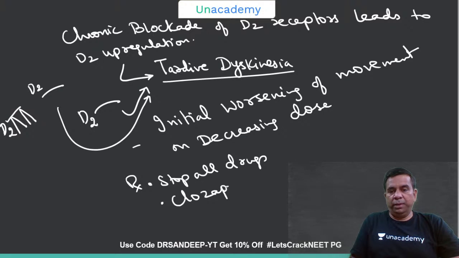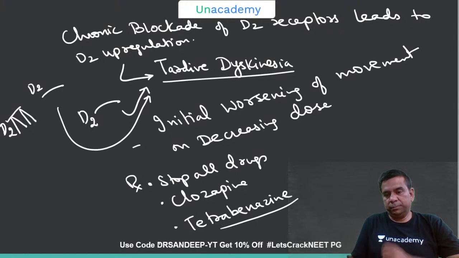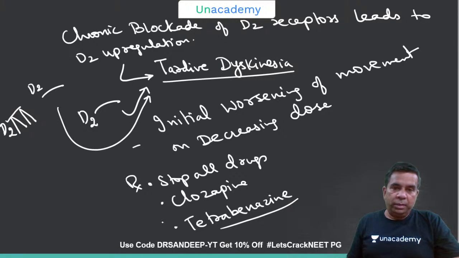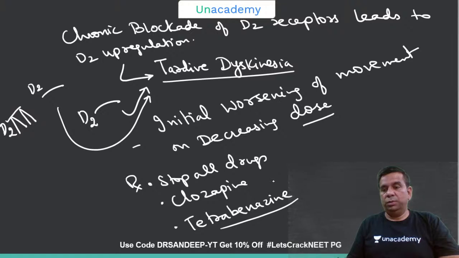Okay, doctor. So that is also an MCQ. A patient of schizophrenia on haloperidol has now developed tardive dyskinesia. The doctor planned to reduce the medicine. What should he tell the patient? He should tell the patient that movement will worsen initially on decreasing the dose.